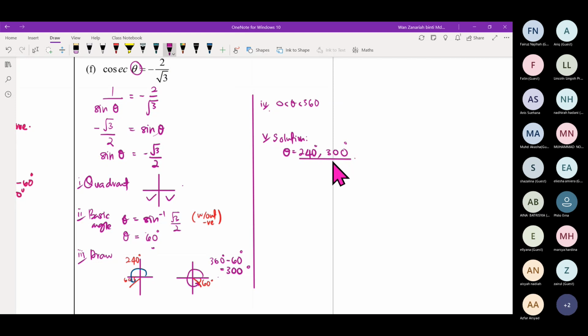Okay, how do you know whether your answer is correct? You press your calculator. Cosecant can't be pressed, so press sin theta. Put the answer in here. Sin 240, do you get negative root 3 over 2? Sin 300, do you get negative root 3 over 2? Try pressing.